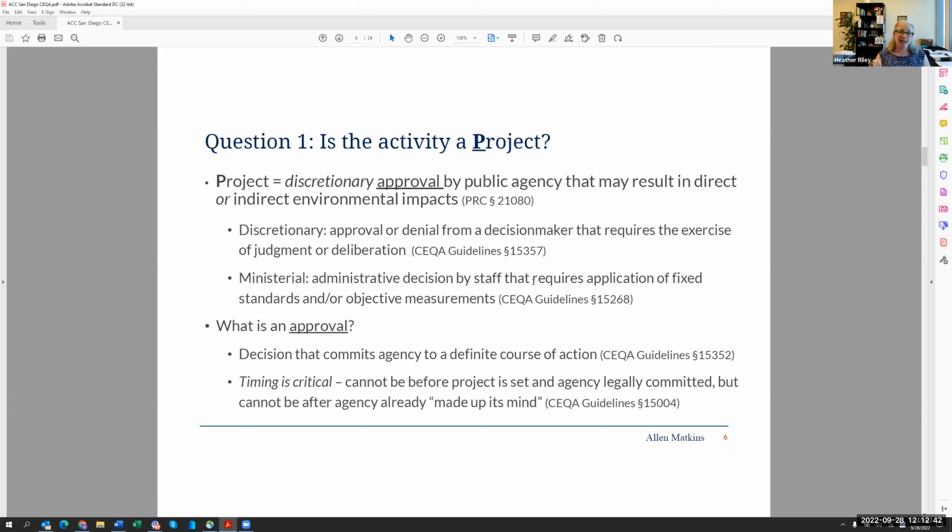So the agencies can't be committed, but they also can't be too uncommitted. There has to be some level of, we're in this, but not so far in this that we can't change our mind. And I know that sounds ridiculous, but unfortunately, that's the rule that has come into play.